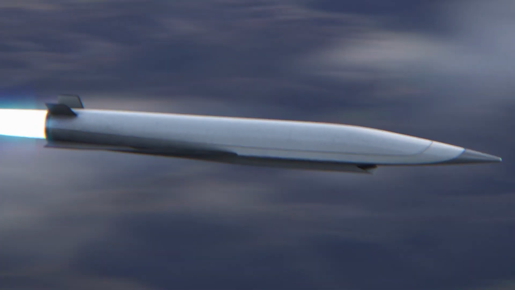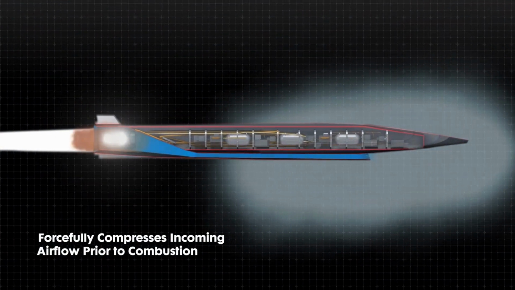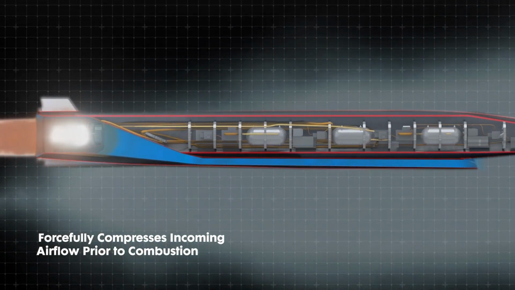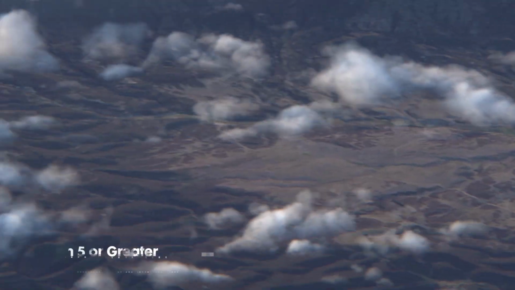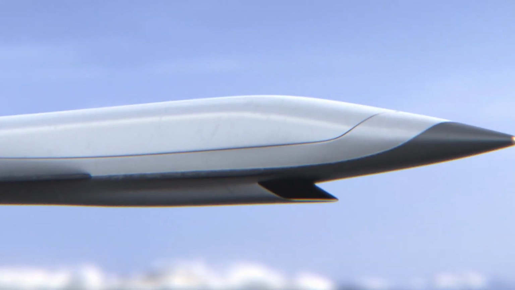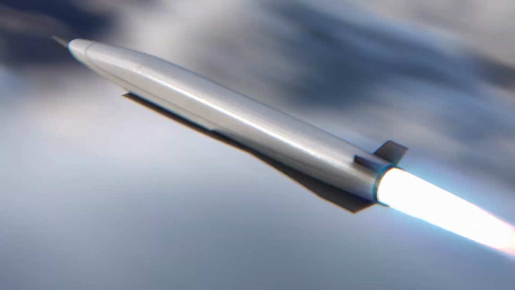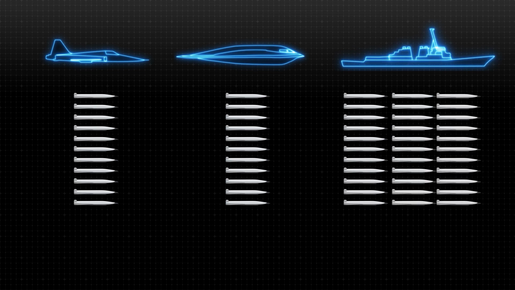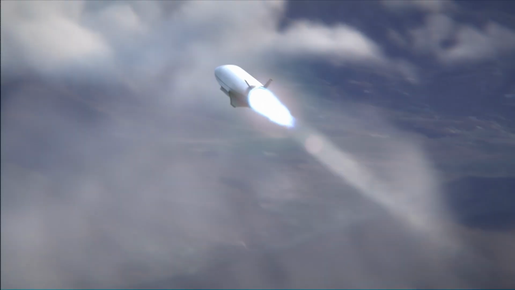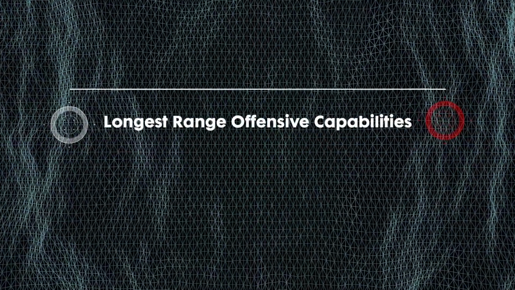Scramjet engines are designed to utilize the high speed of the vehicle that forcefully compresses the incoming airflow prior to combustion. This design enables sustained flight at hypersonic speeds of Mach 5 or even greater. Scramjet hypersonic weapons feature compact air-breathing engines, which translates into a smaller form factor, allowing larger payload capacities for military aircraft and ships. With the ability of being launched from fighters, bombers, and naval vessels, our Scramjet engine can be operated from many different regions, providing one of the longest range offensive capabilities available.